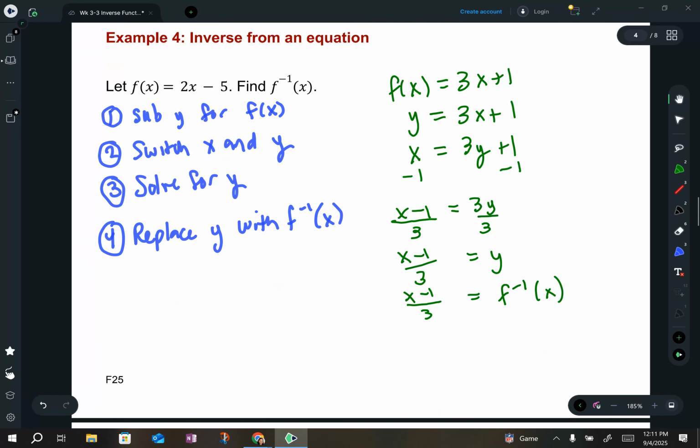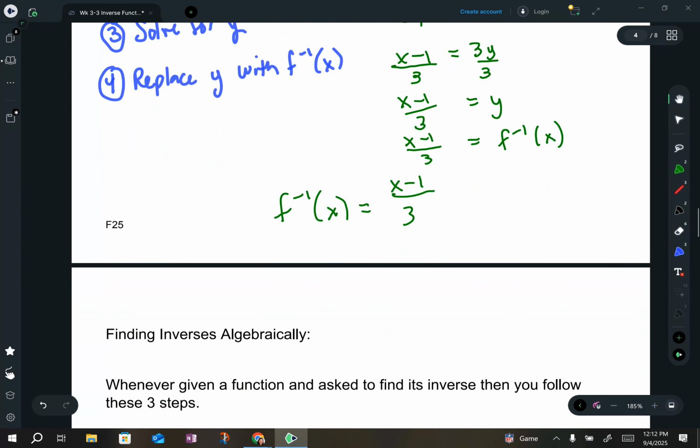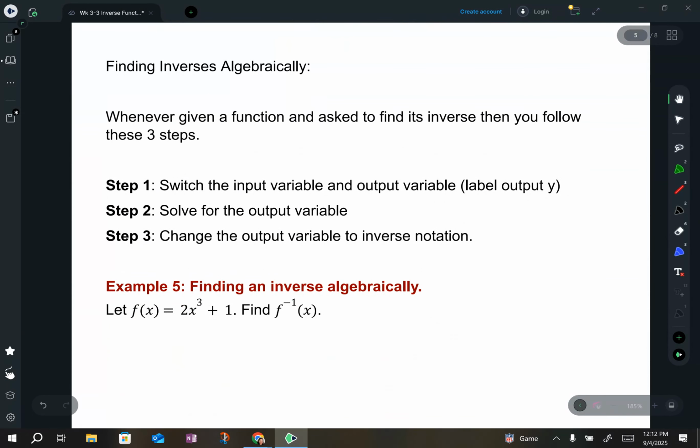I just want to point out one quick notation thing here too. I'm just writing the f inverse on the right-hand side because that's where the y ended up. You can rewrite this as f inverse of x equals (x minus 1) over 3. That's totally fine. In fact, I kind of prefer to have the function notation on the left. All right, so we went through that. There are the steps again written out more carefully: switch the input and output variable, solve for the output variable, change the output variable to inverse notation.